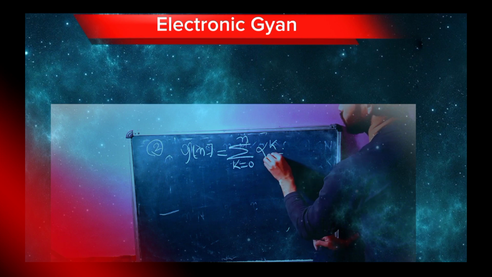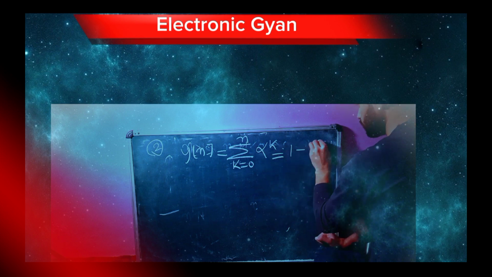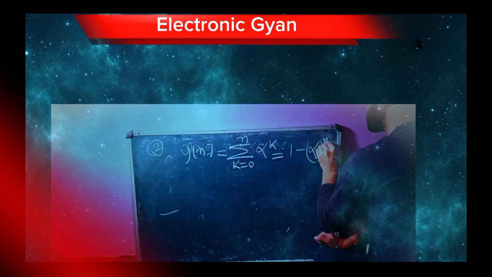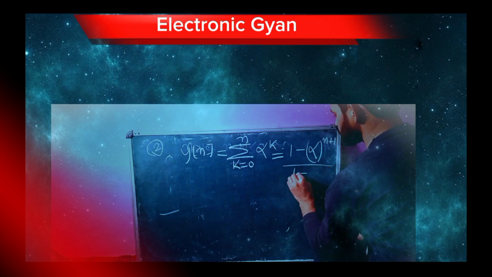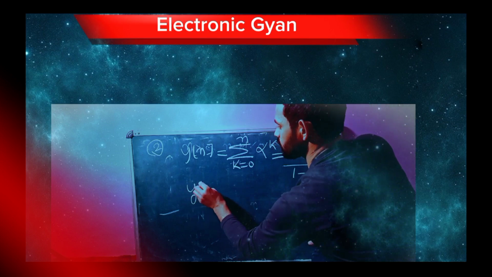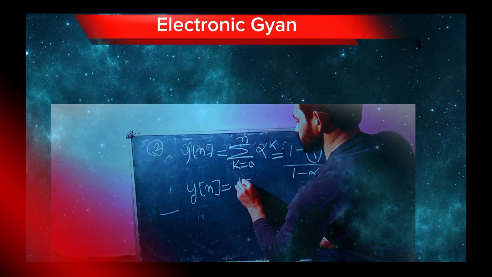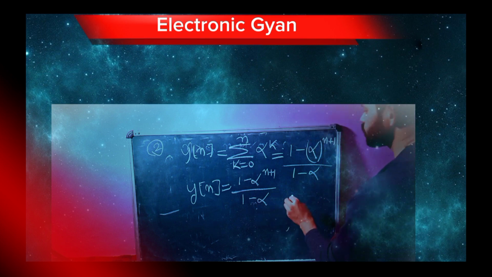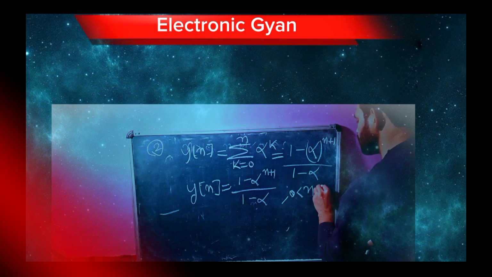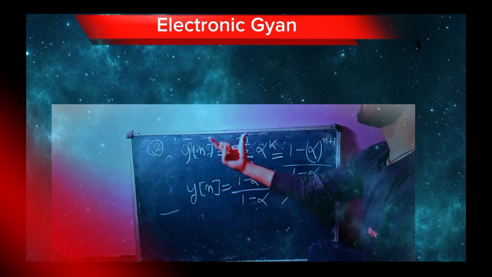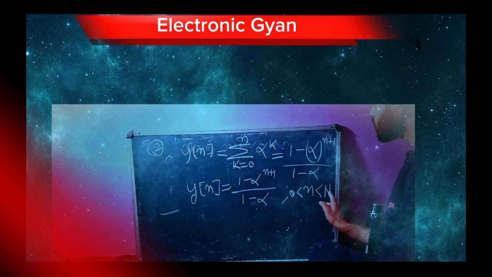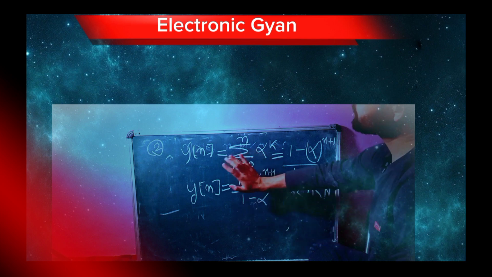Which is nothing but equal to 1 minus alpha to the power of the upper limit minus the lower limit plus 1, divided by 1 minus alpha. Finally I get y of n is equal to 1 minus alpha to the power n plus 1 divided by 1 minus alpha. This is when n is greater than 0 and less than capital N. This is my case second, when I have slided the input sequence.